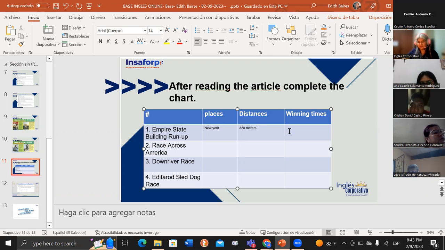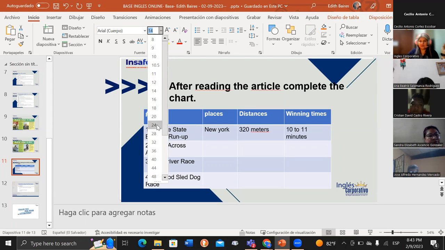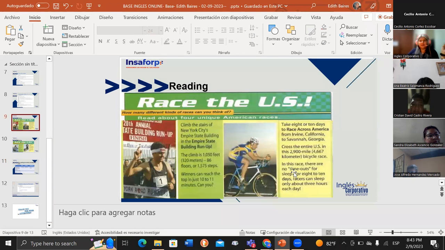Also, we can say 86 floors. The climb is 1,060 feet. Good. All of that information you could add here. Okay. What about winning times? What do you remember? 10 or 11 minutes. Okay, very good. Sorry for the sites. Let me change the sites. Okay, what about number 2? Who wants to read number 2?